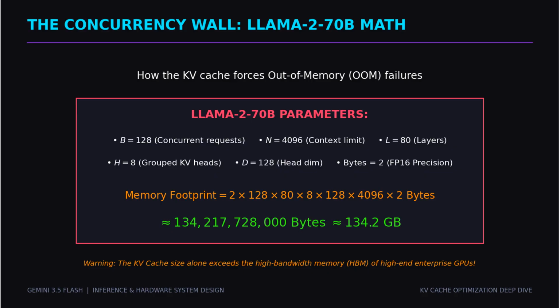For a Llama 2 70 billion parameter model, running a batch of 128 sequences at a context window of 4,000 tokens, this cache alone consumes over 120 gigabytes of high-bandwidth memory. This causes GPUs to run out of memory, or OOM, limiting throughput and concurrency.